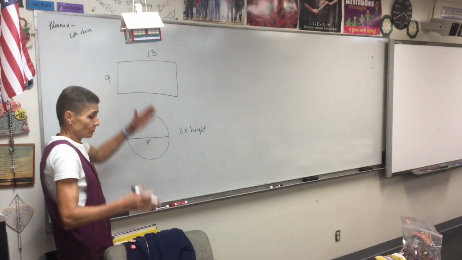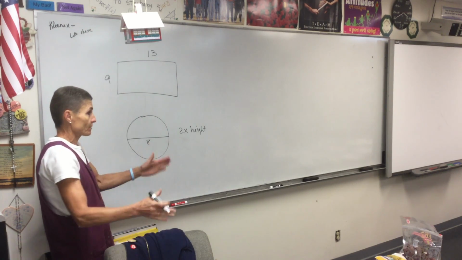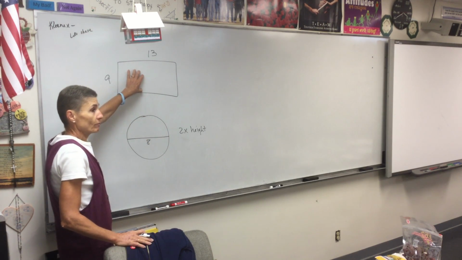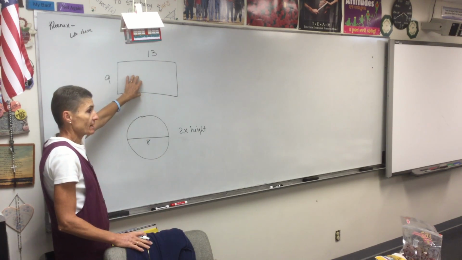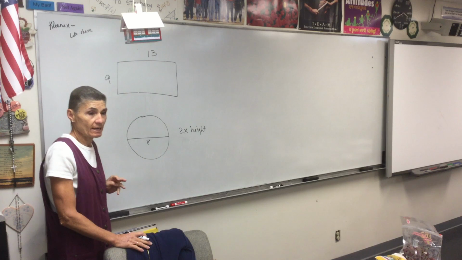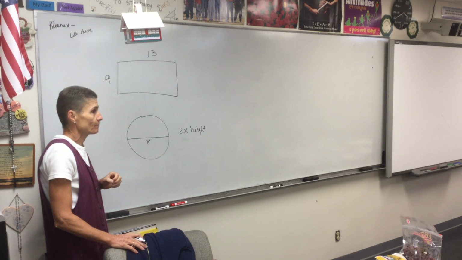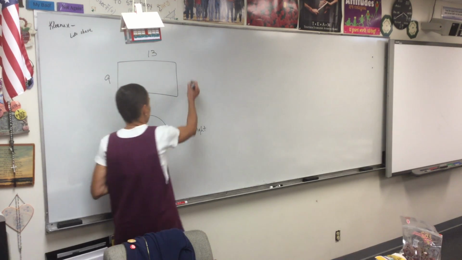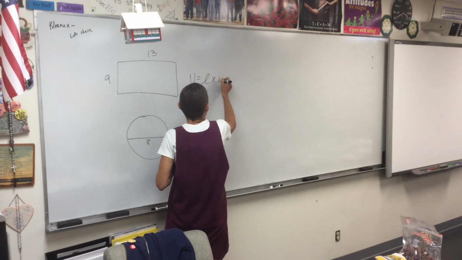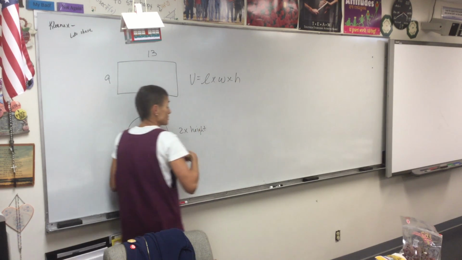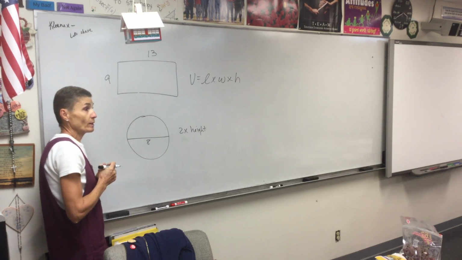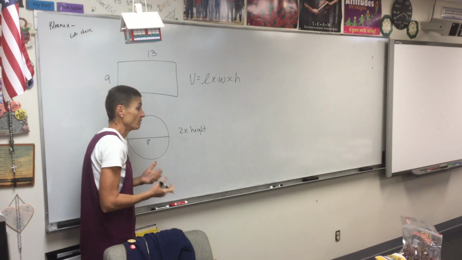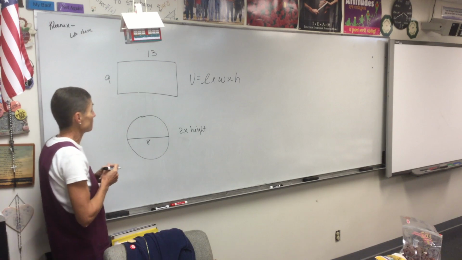So this is like just a rectangle, 13 by 9 cake. I need to know the volume of it. It's a rectangular solid. How do you find the volume of a rectangular solid? Length times width times height. And yes, you're supposed to know that. That's one of the things by this point in your life you should know, that the volume of a box is length times width times height.